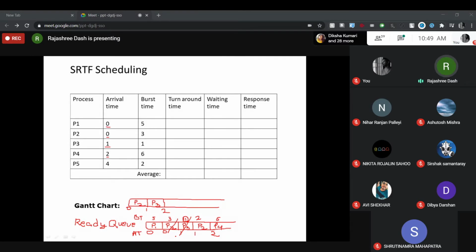So which process now will be selected by the scheduler for execution? P2, because P2 has the smallest burst time. So now once again P2 will be allocated.